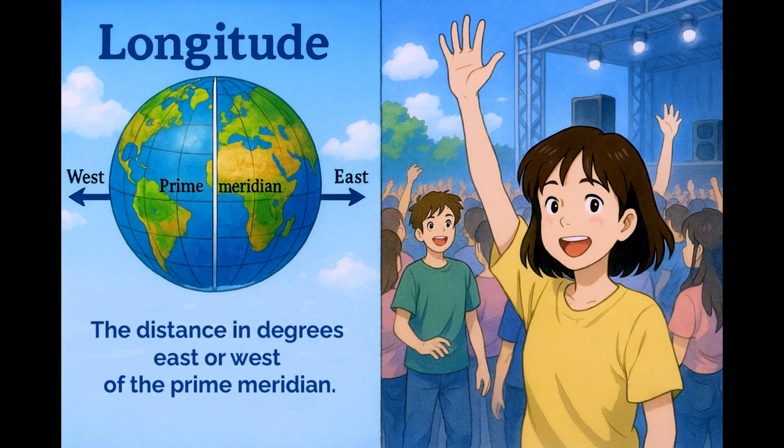This is similar to how longitude helps us pinpoint locations on Earth by telling us how far east or west a place is from the prime meridian, much like narrowing down your friend's position relative to a fixed point, like the stage. Just as you might use landmarks to locate your friend at the concert, longitude uses the prime meridian as a reference line to specify a precise location on the globe.